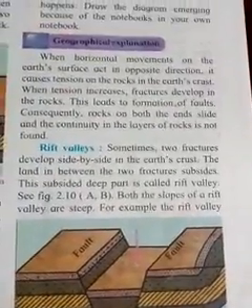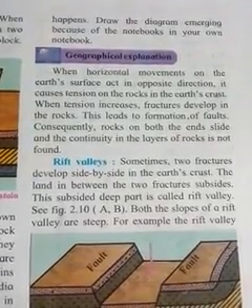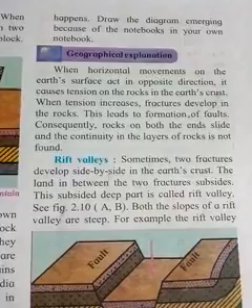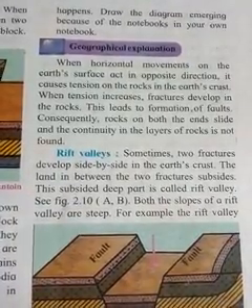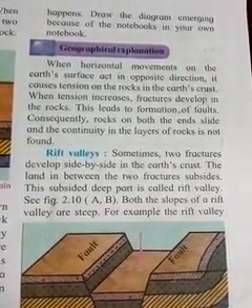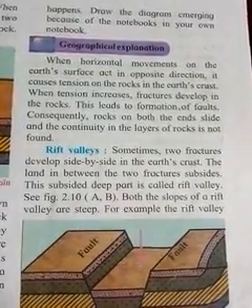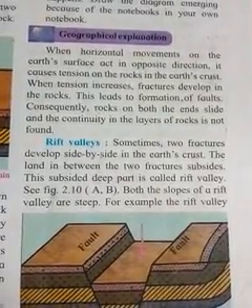Here a geographical explanation is given. When horizontal movements on the earth's surface act in opposite directions, they cause tension on the rocks of the earth's crust. When the tension increases, fractures develop in the rock. This leads to the formation of faults. Consequently, the rocks on both sides of the fault lose continuity in the layers of the rocks.